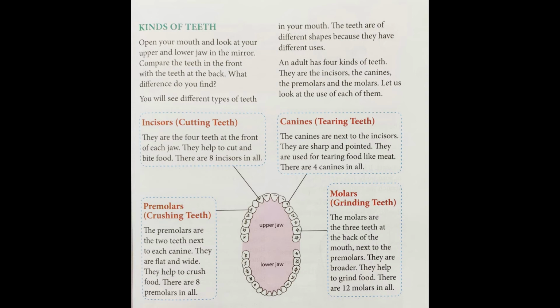Then third is premolars. Next to canines are premolars. There are 8 premolars, 4 in the upper jaw and 4 in the lower jaw. These teeth are bigger, stronger and have ridges to crush and grind the food. Then the last one is molars, which are also known as grinding teeth. The molars are 3 teeth at the back of the mouth next to the premolars. They are broader. They help to grind the food and they are 12 in number in total, 6 in the upper jaw and 6 in the lower jaw.